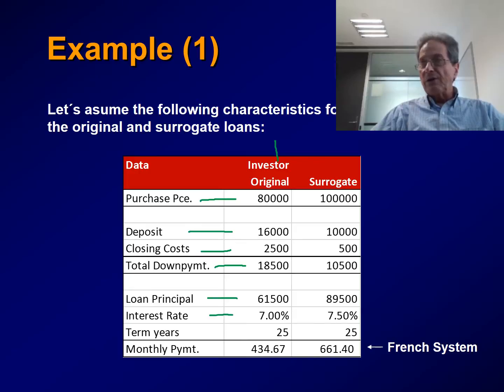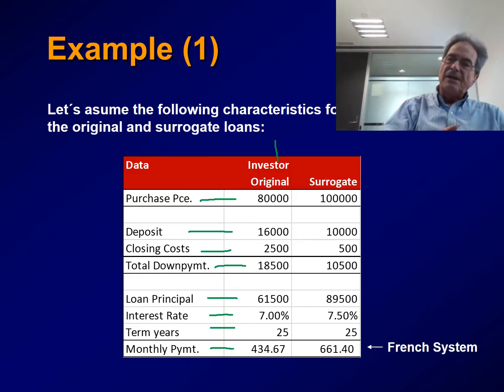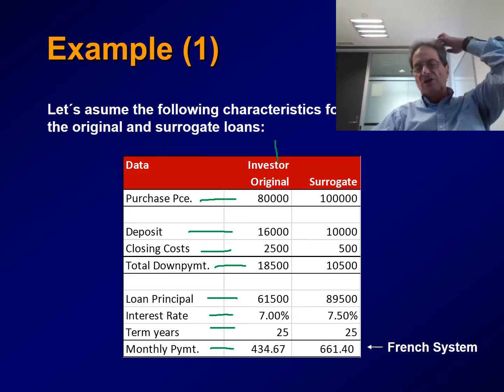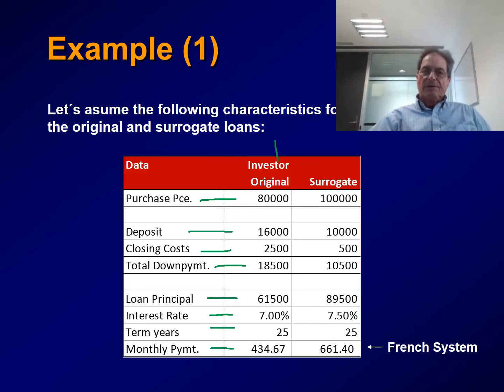We assume an interest rate in the initial mortgage of 7%. We assume maturity of 25 years for the loan, and we then calculate the monthly payment, the installments, assuming the French system, and these are monthly installments for the loan over 25 years. So the monthly installments for the original investor will be $434.67.